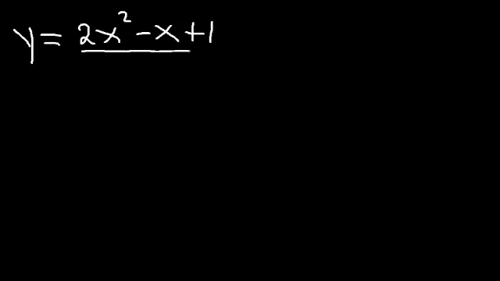So this is going to be our final example for today. y is equal to (2x squared minus x plus 1) divided by (x minus 2). So go ahead and find all the asymptotes for this function. To find the vertical asymptote, we simply need to set the denominator x minus 2 equal to 0. Therefore, x will equal positive 2.